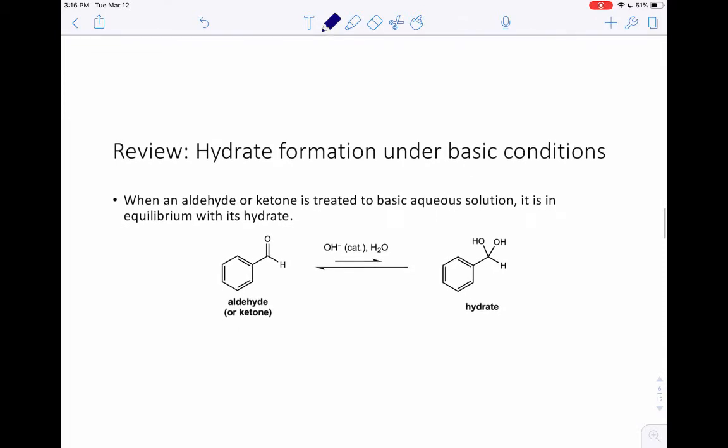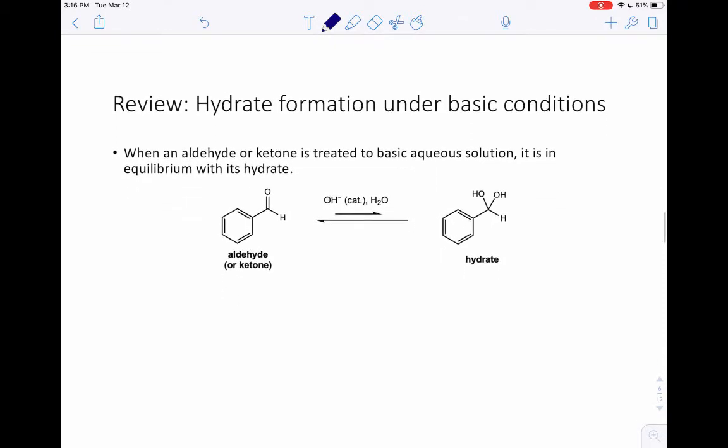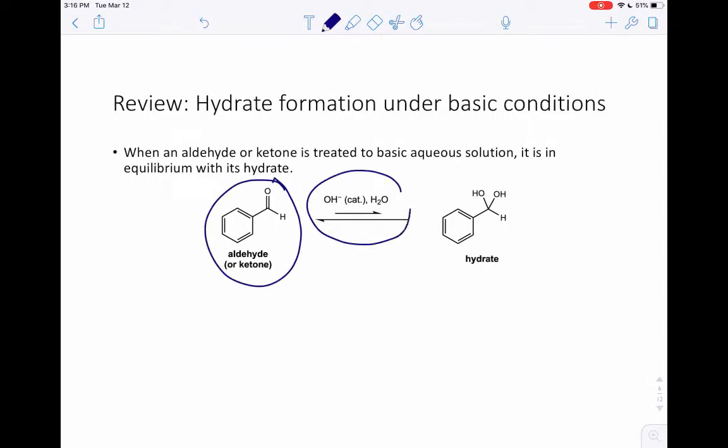To set the stage for our exploration of those very important functional groups, let's review a functional group that is slightly less important that we've discussed already in our initial discussions about nucleophilic additions to aldehydes and ketones. We've learned that when we treat an aldehyde or a ketone under basic aqueous conditions, we will observe hydrate formation. Now typically, though not always, the aldehyde or ketone is favored at equilibrium. And that has to do with a strong CO double bond.